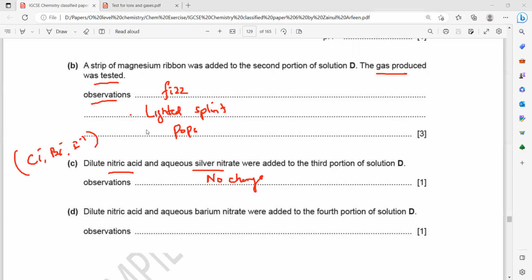Dilute nitric acid followed by barium nitrate. This is a test for which ion? A white precipitate forms. Yes, this is a test for sulfate ion. Because it's a sulfuric acid, we know the sulfate ion is there, so it will give a white precipitate.